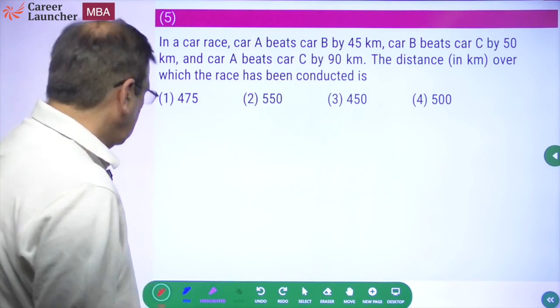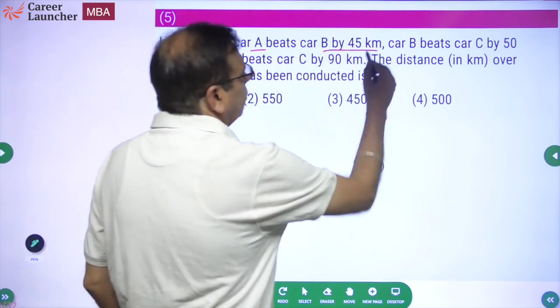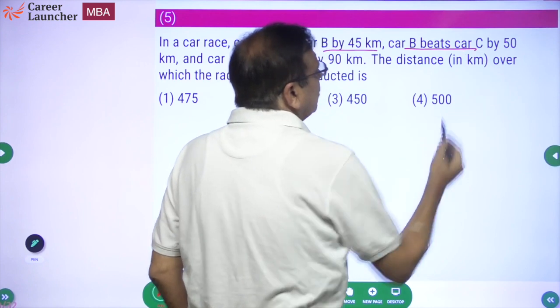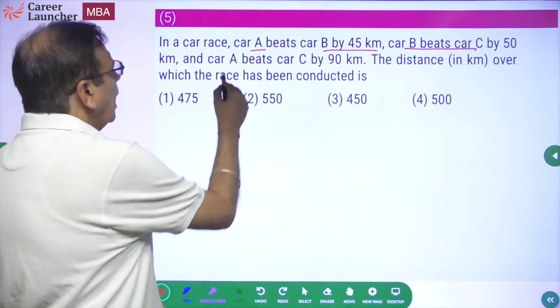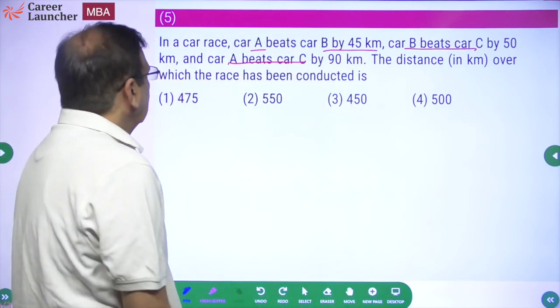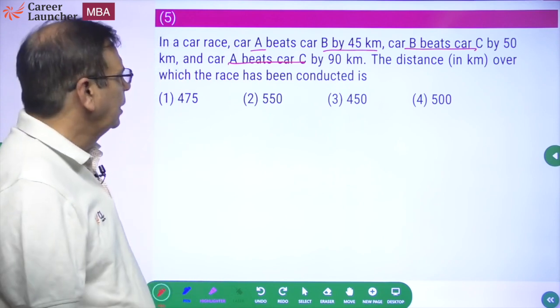In a car race, car A beats B by 45 kilometers. Car B beats C by 50 kilometers. And car A beats C by 90 kilometers. Distance over which the race has been conducted. Okay.